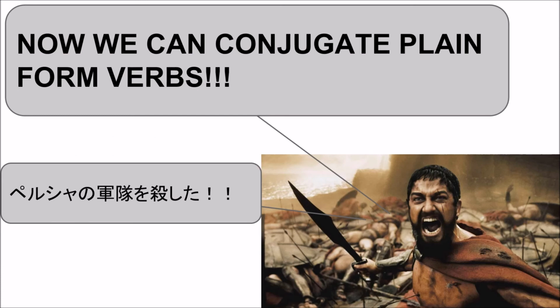Now we can conjugate plain form verbs. Persia no guntai o koroshita. Persia no guntai, Persian army, o koroshita. I killed the Persian army. Unfortunately, those are his Spartan bros in the back. Alright.